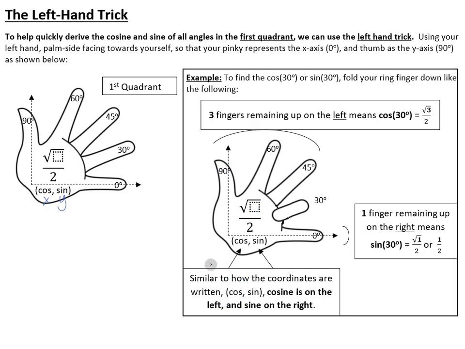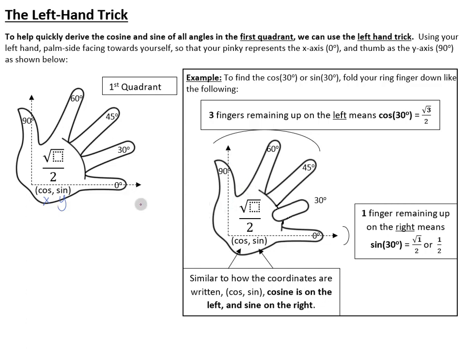If you wanted to find the sine of 30 degrees, we keep our hand in the same position, but sine, the y-coordinate, is on the right. So how many fingers are up on the right? Just 1. So we place 1 in here, and the square root of 1 over 2 is 1/2. So the sine of 30 degrees is 1/2.